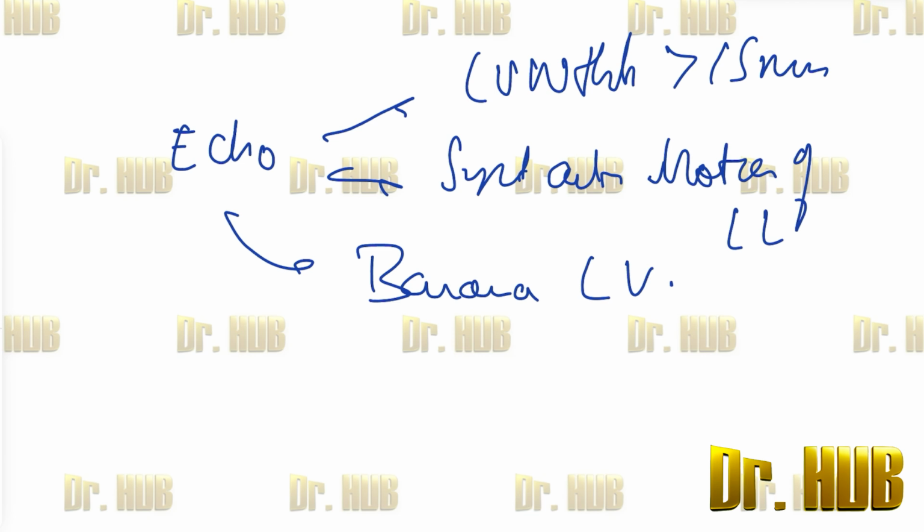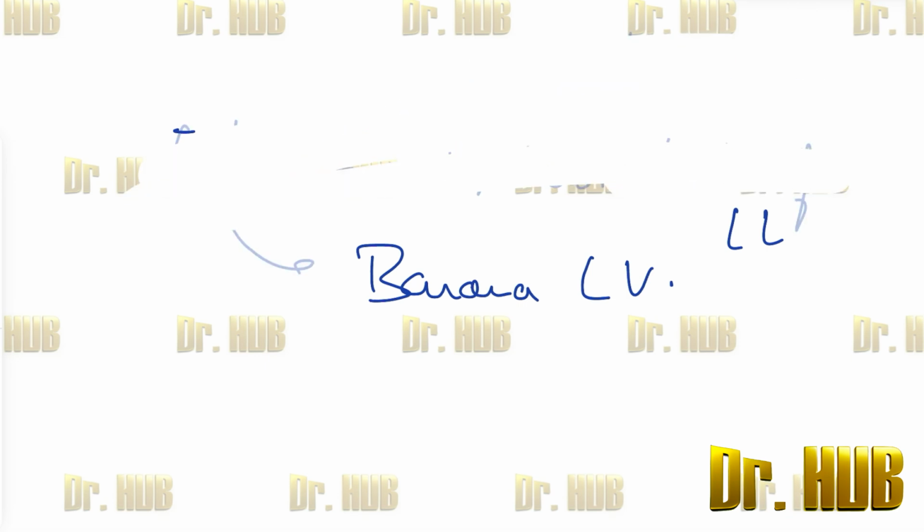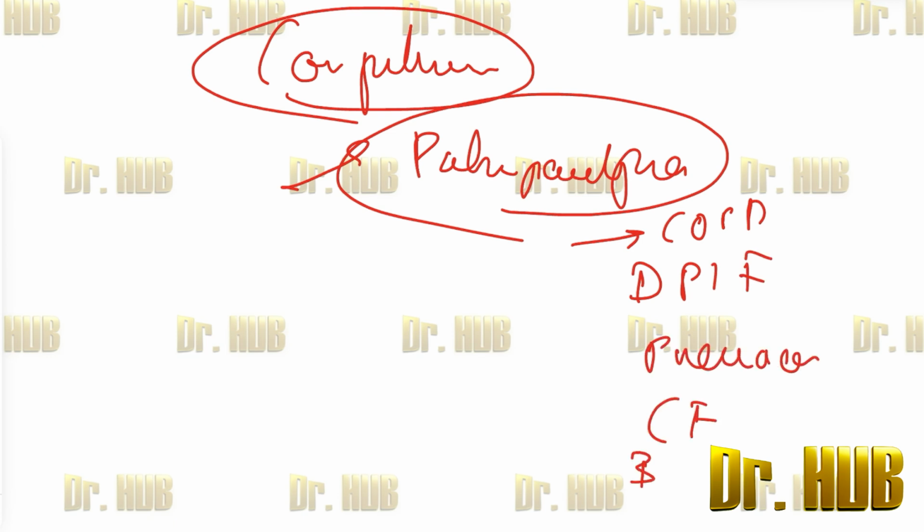Then there are some causes of cor pulmonale. Causes of cor pulmonale include diseases of the pulmonary parenchyma, such as chronic obstructive pulmonary disease (COPD), diffuse pulmonary interstitial fibrosis, pneumoconiosis, cystic fibrosis, and bronchiectasis. So all of these are involved.